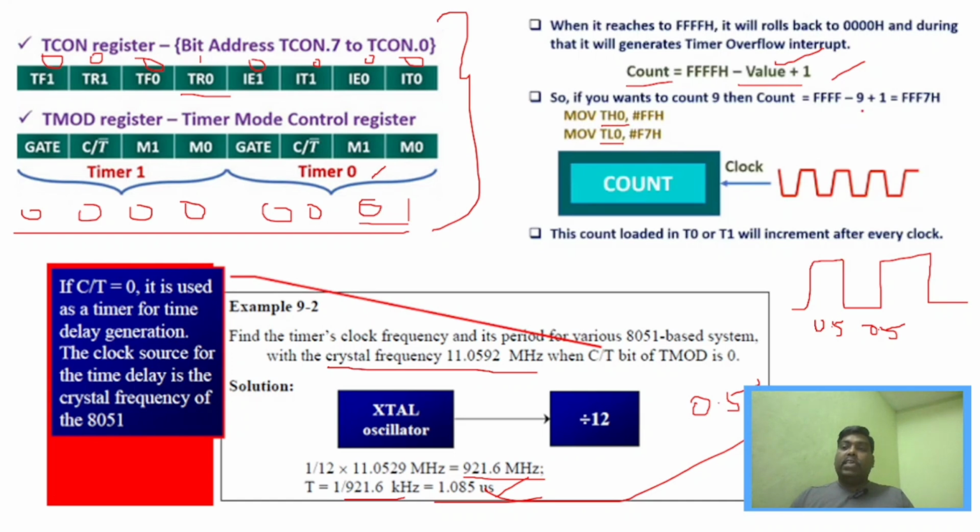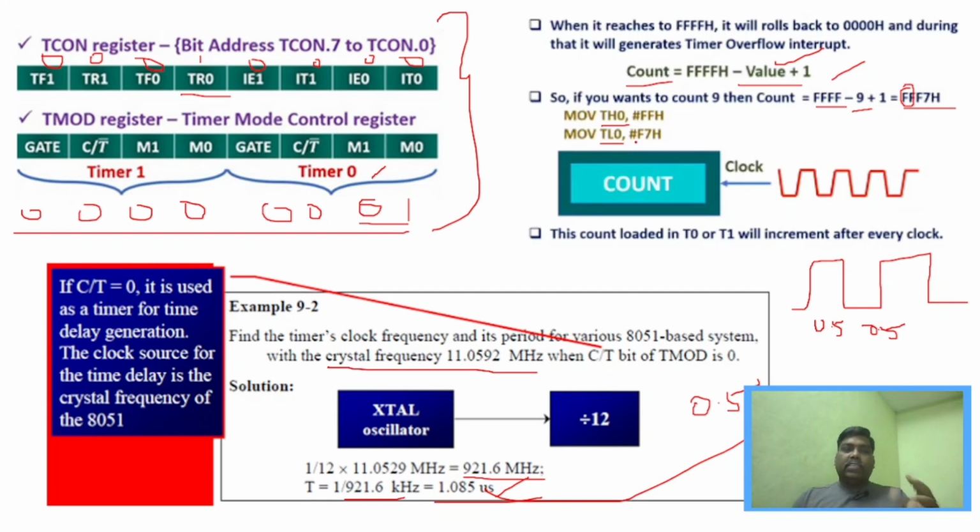For example, you can see here if the count value is 9, what we can do is FFFF minus 9 plus 1, and we will get this particular value, where FF is the TH register value and F7 will be the TL0 value. Clear? All these are very basics.